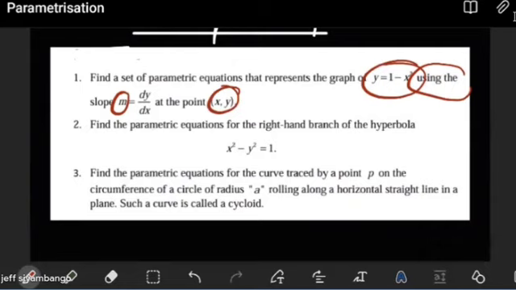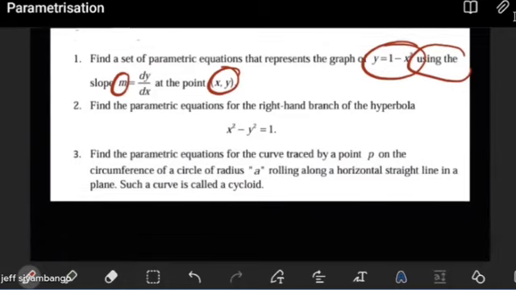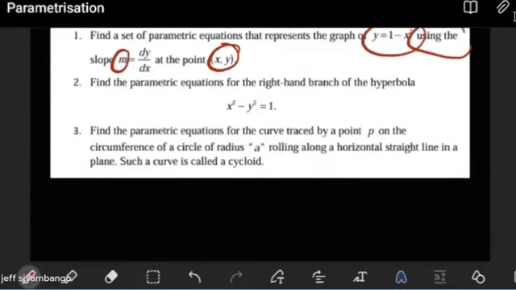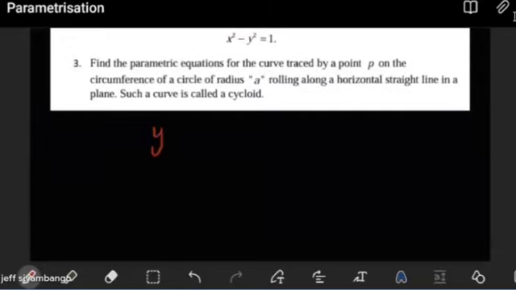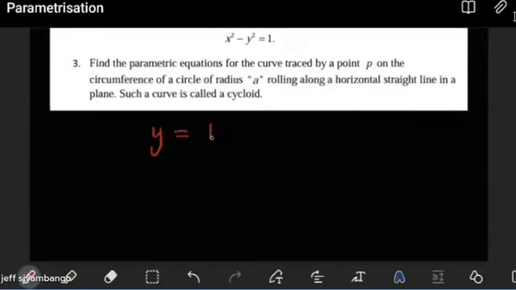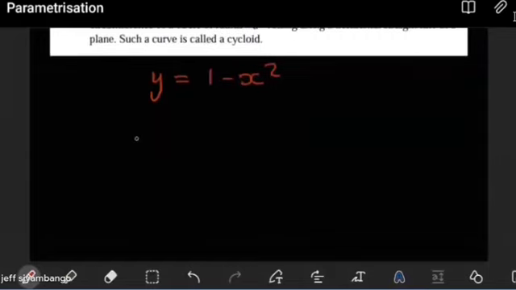So how do we do this? How are we going to get these parameters? Well, first, let's find what that parameter m is going to be. So we have y. The equation that we've been given is y equals 1 minus x squared. So our parameter is described as m equals dy/dx. Since this is y, let's differentiate it.